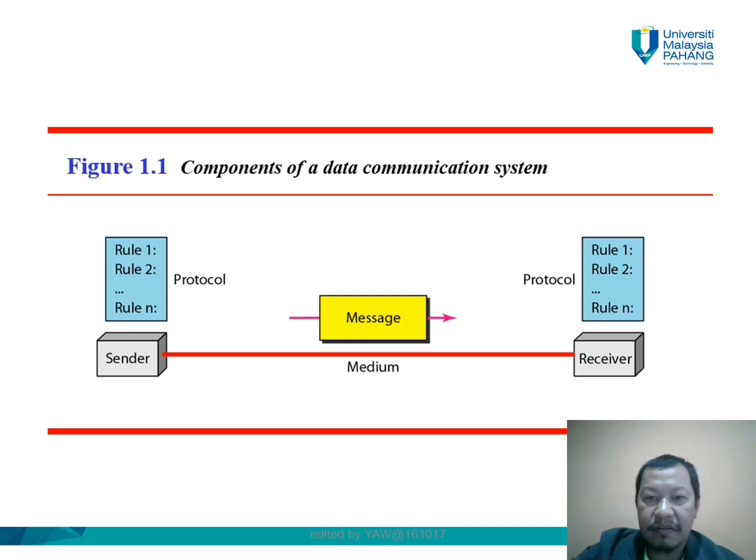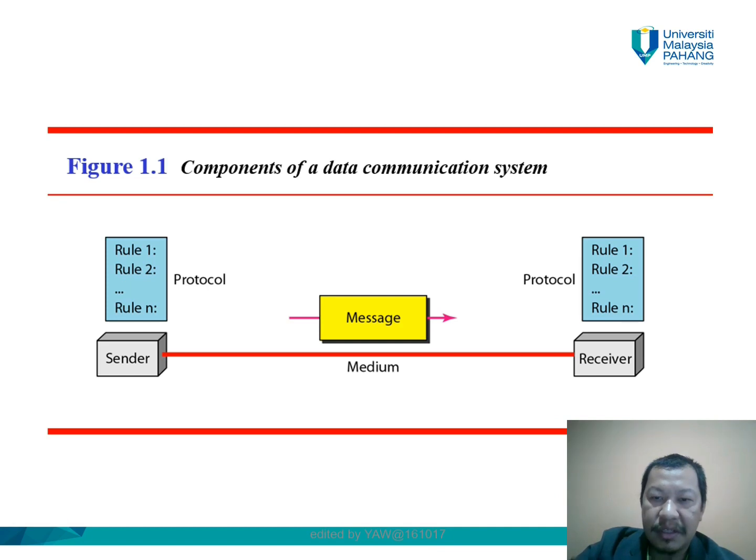There are 5 components of the data communication system. Number 1 is the sender. The sender is the person who sends or transmits the data. Secondly is the data, or the message, or the information. Third is the medium, which the message or the data travels through.